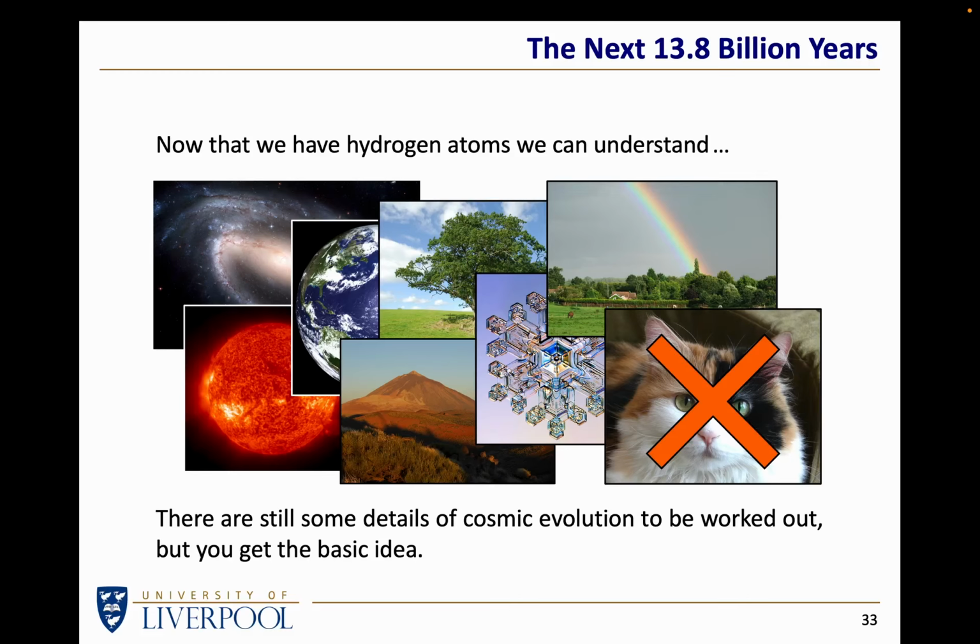I admit there are still some details of cosmic evolution we have yet to nail down, but at least we've dealt with the big one. How did it all start? Where did all the hydrogen come from? Once we've got the hydrogen, we can start to say, why did that galaxy form like that? Why is this star behaving the way it is, etc.